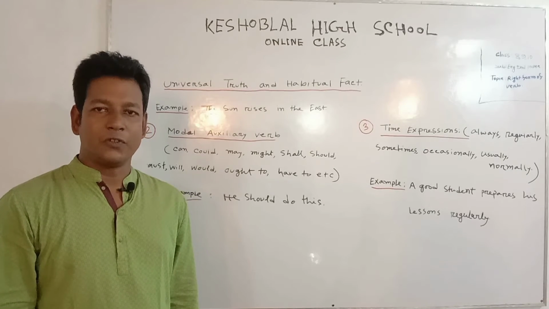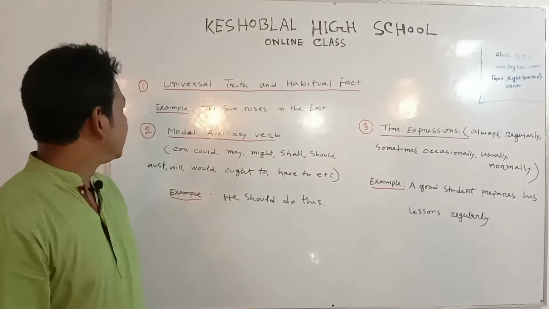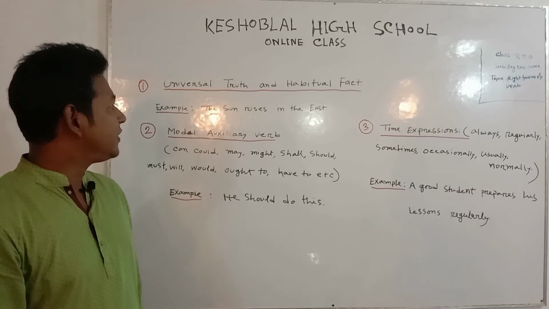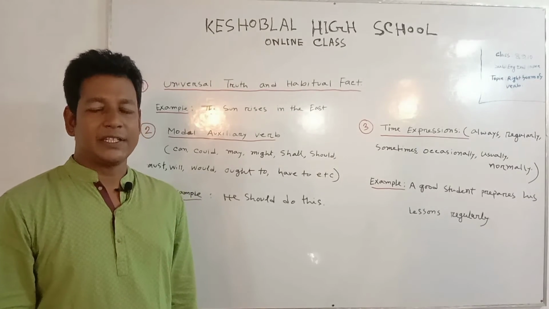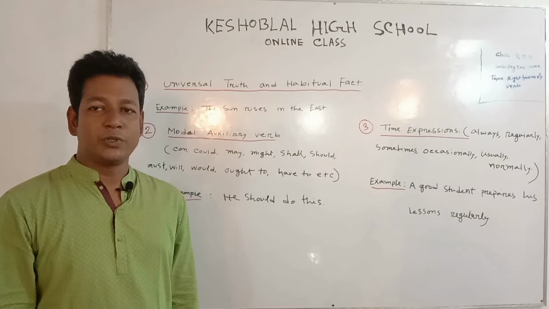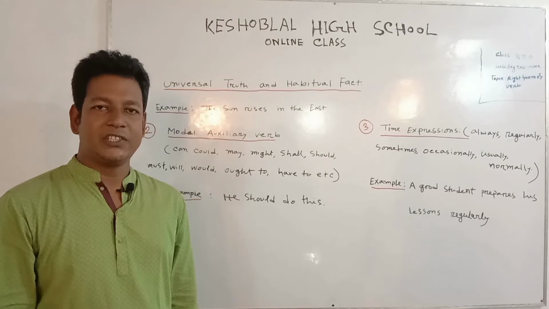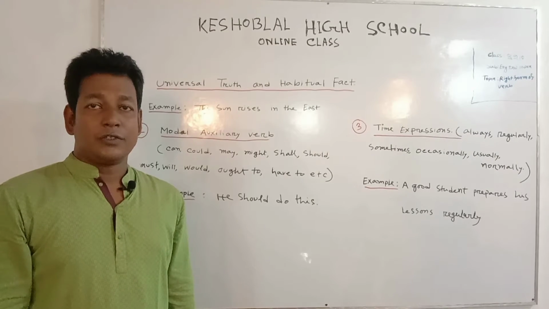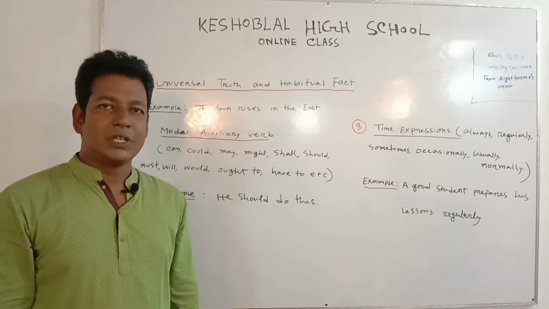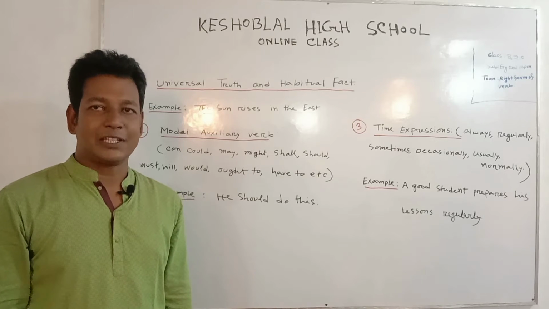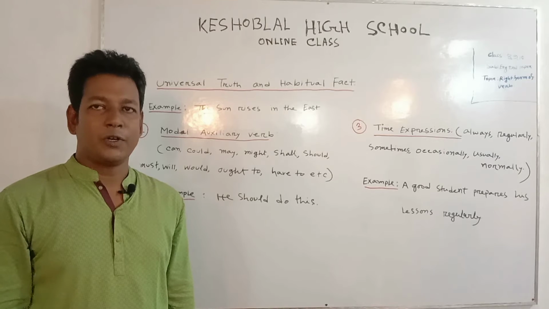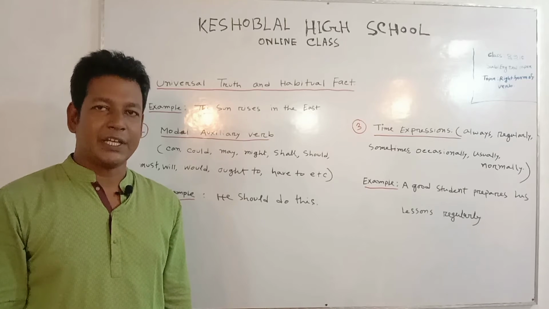Have a look at the board. Number 1. Universal truth and habitual fact. In case of universal truth and habitual fact, we have to use present simple tense, that is present indefinite tense. So first of all, we should know the structure of present simple tense. At first, we have to put the subject, then the present form of the verb, then object or extension.